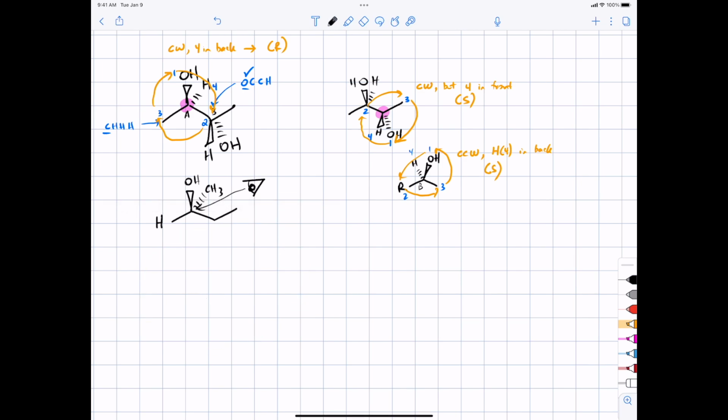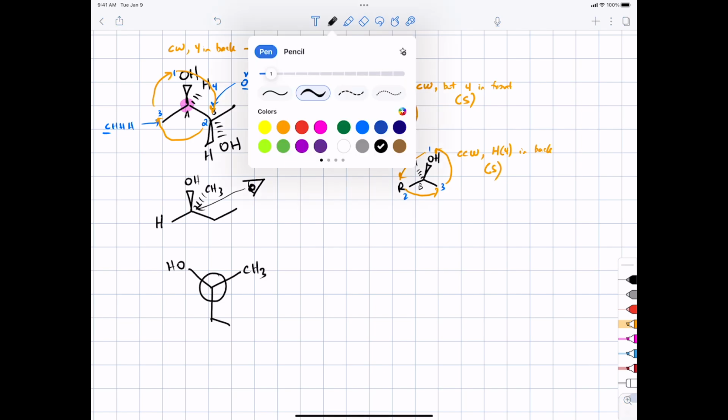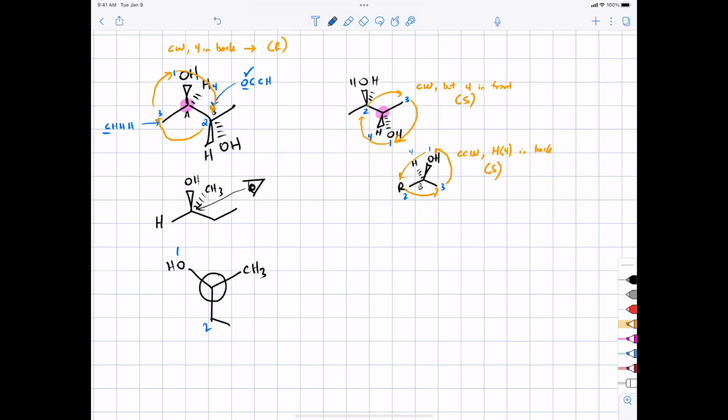Thank you. Yes, sorry. I'm not good at that, which is why I would have redrawn the molecule. So, from that perspective, OH is here, methyl group is there, ethyl group is there. 1, 2, 3. S. Is that better? Yes, okay, go ahead.